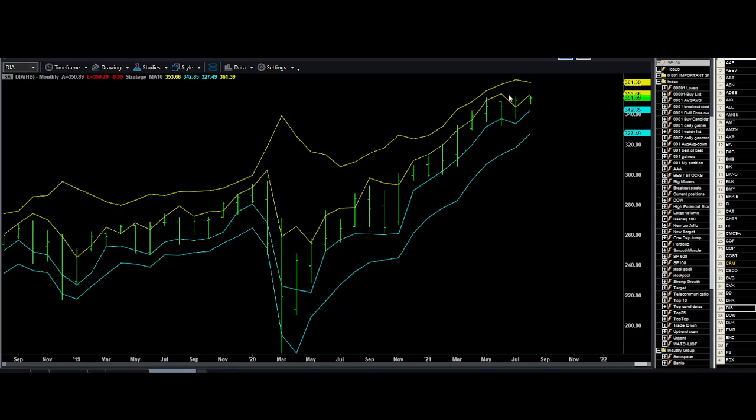You can see this kind of trend line. The yellow trend line represents the resistance trend line, and this blue trend line represents the support trend line. You can see these trend lines capture the fluctuation of the stock price very well. So this is the monthly data.